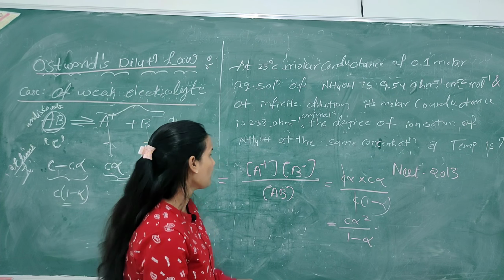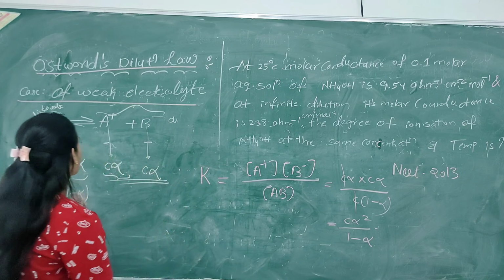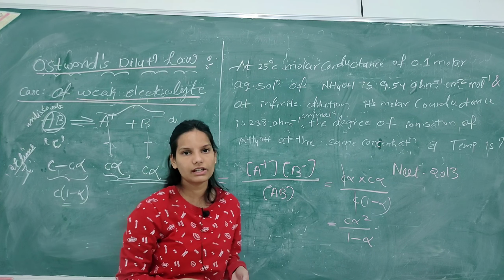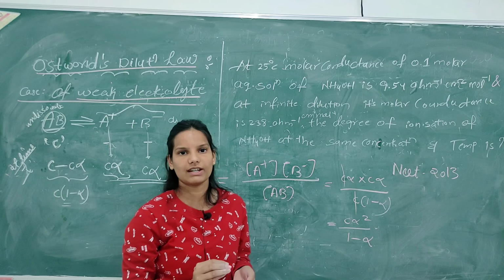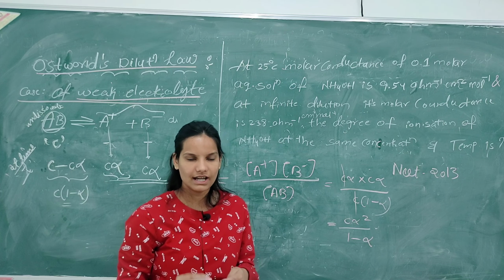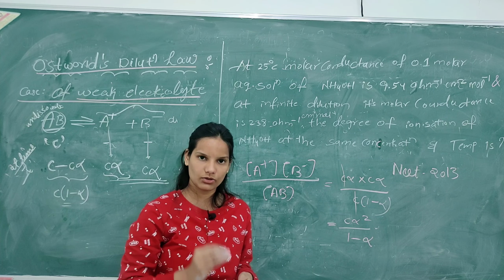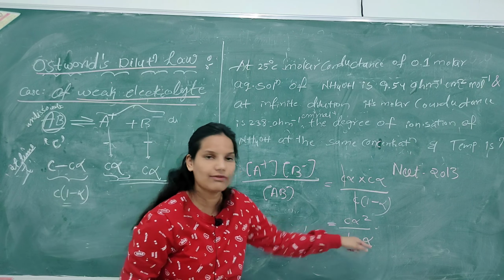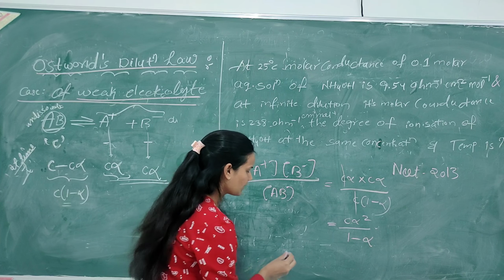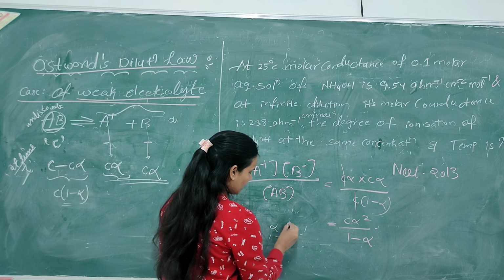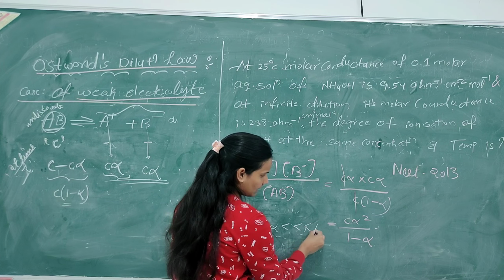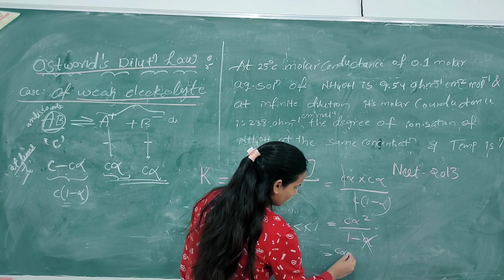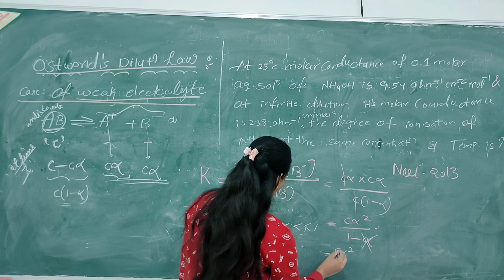Now what I am talking about is the case of weak electrolytes. So we know for weak electrolyte degree of dissociation is very less, like they dissociate very less. They don't dissociate completely, they dissociate less. That's why they conduct less. So alpha is very less for weak electrolyte. So we can simply take alpha is very much less than 1. So we can ignore alpha and we get C alpha square divided by 1, means C alpha square only.